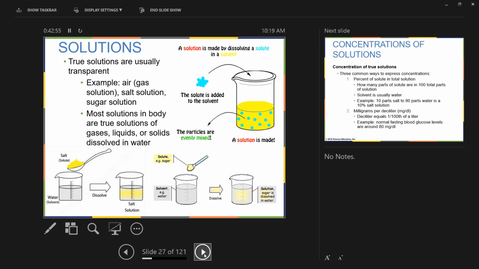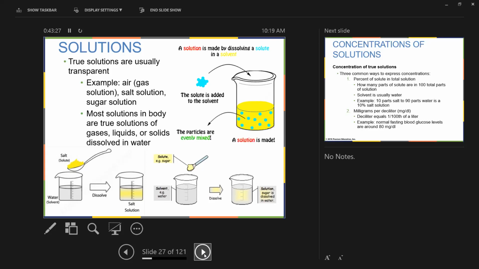So the solute is what's getting dissolved. The solvent is a dissolving medium. It's usually water in our bodies. The solutes are things like sugar or sodium or potassium or calcium. There are a variety of salts that are in solution. There's sugar in solution, there are proteins.